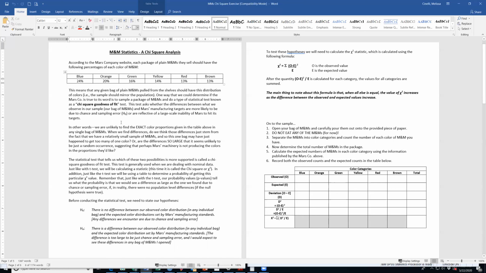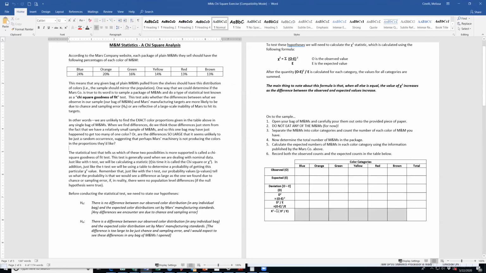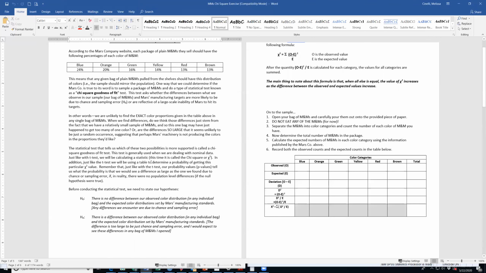Or are the differences so large that it seems unlikely to be a random occurrence, suggesting that perhaps Mars's machinery is not producing colors in the proportions they'd like? So we're going to look to see, given that we know we're going to find a difference, are the differences small enough that they can be attributed to chance and error? I think Mars is doing a fine job of hitting their targets. We're just seeing small differences. Or are the differences so large that it means that Mars must be doing something wrong?